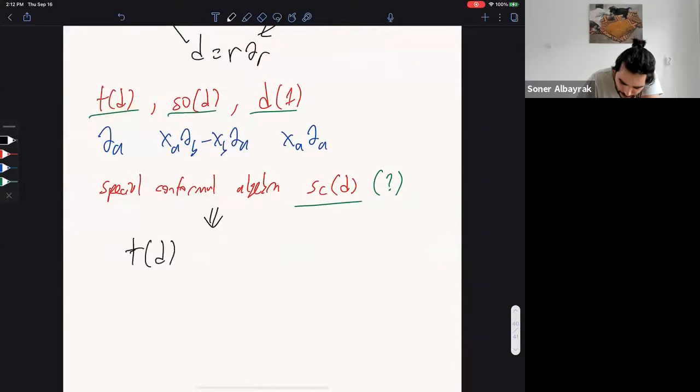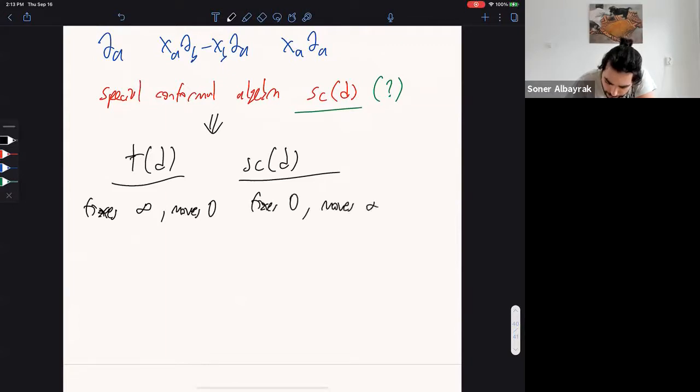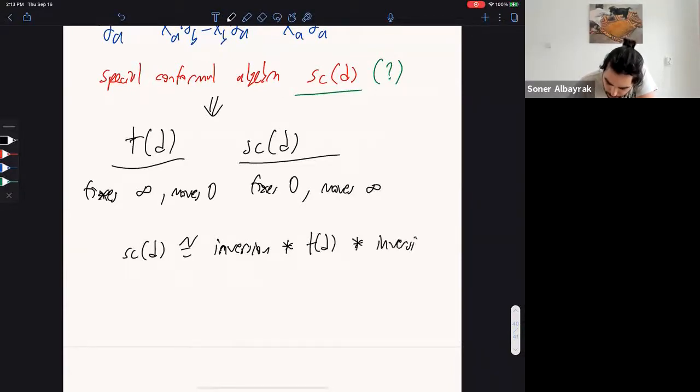Translation, D and SC, D. D fixes infinity. Under translation, infinity doesn't change and it moves the origin. In special conformal transformation, it fixes the origin and moves infinity. Apart from that, they're basically the same, because special conformal transformation is basically inversion, then translation, then another inversion.